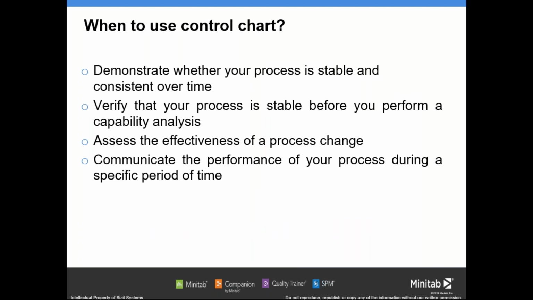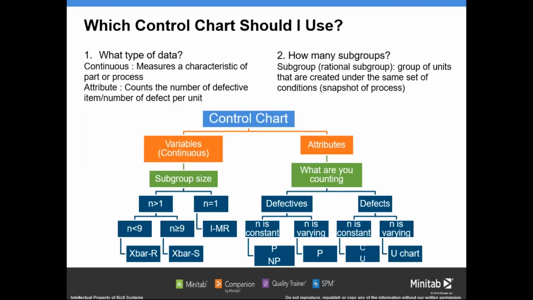Okay, so when is the right time for us to deploy the control chart? When you want to demonstrate whether your process is stable and consistent over time, and when you want to verify your process is stable before you perform a capability analysis. And then you want to assess the effectiveness of your process changes, maybe you have some improvement before and after, and you want to communicate the performance of your process during a specific period of time. Maybe you have the first quarter, second quarter, third quarter, so you want to compare your performance for each quarter. Okay.